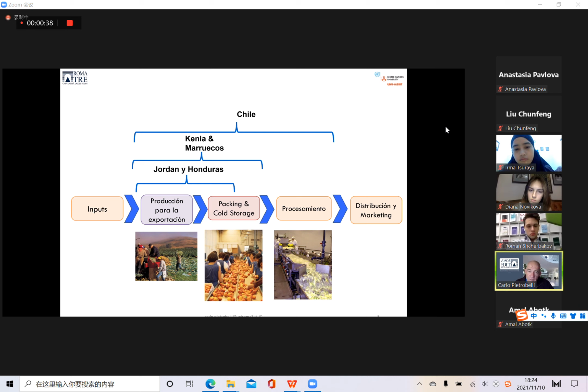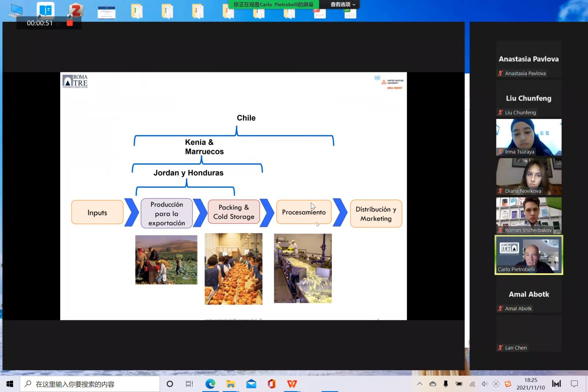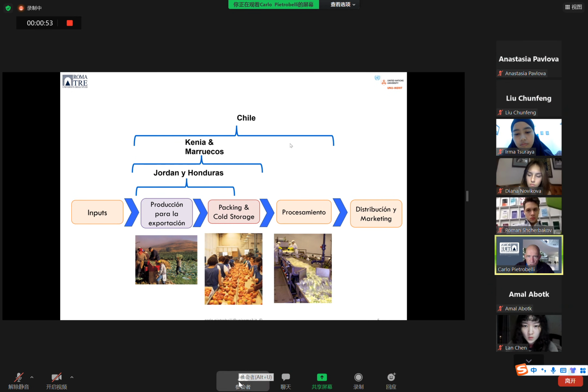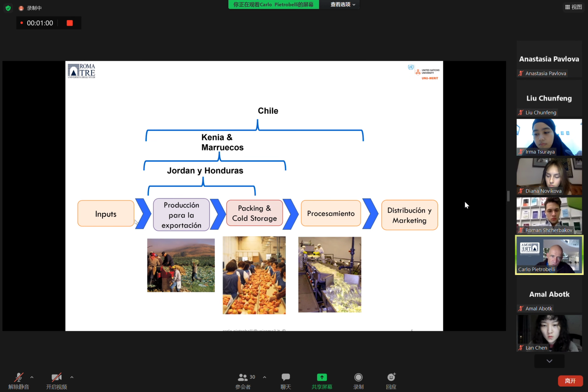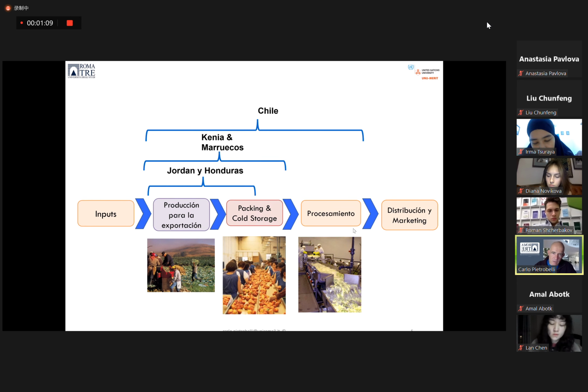So here we have fresh fruit production that, for example, in Jordan and Honduras is essentially centered in the production and eventually packing and cold storage, doesn't go to the process of processing this fruit, which is where Chile already entered, and Chile has been moving from simply producing the inputs and the products for exports to the actual processing and distribution and marketing of these products.